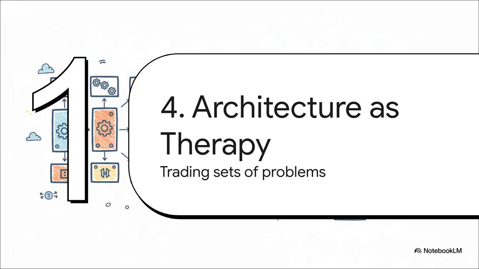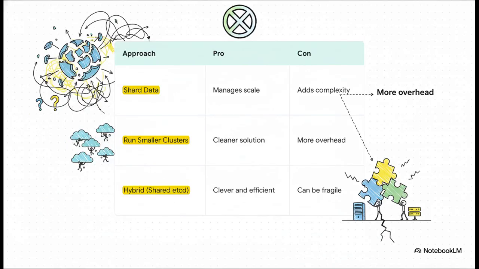It becomes less about putting out fires and more like architecture as therapy. You're not looking for a quick fix. You're trading one set of problems for another, and you're doing it on purpose. And here you can see the main paths forward. And the first thing you'll notice is there's no silver bullet, not a single one.